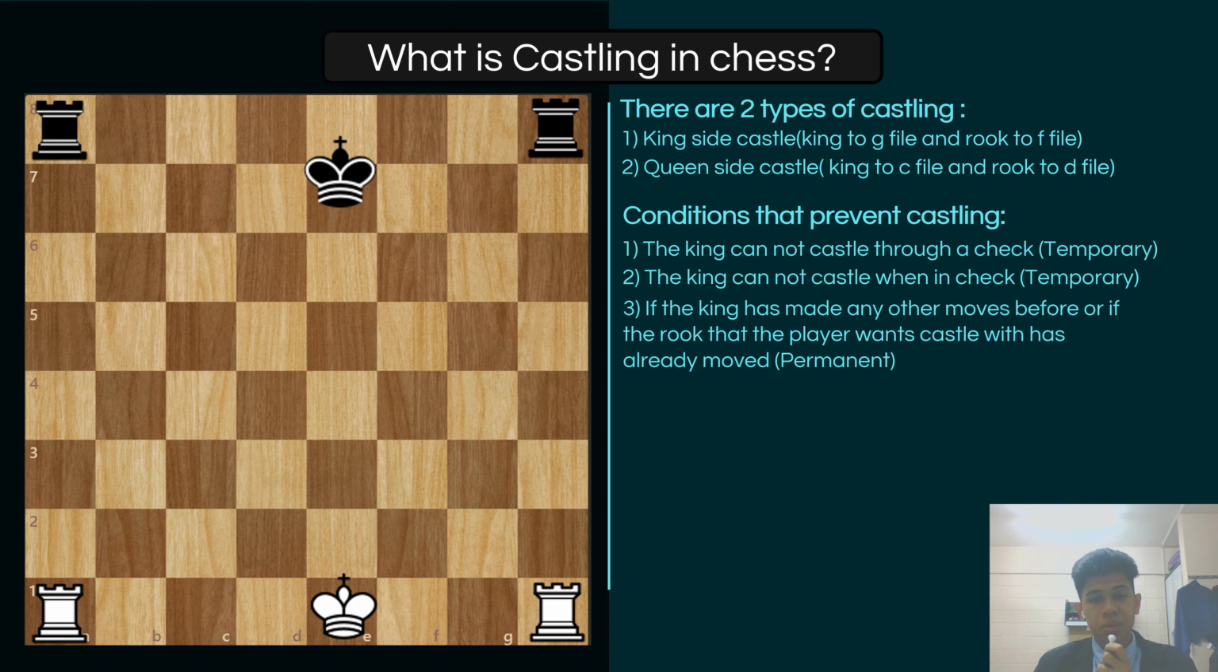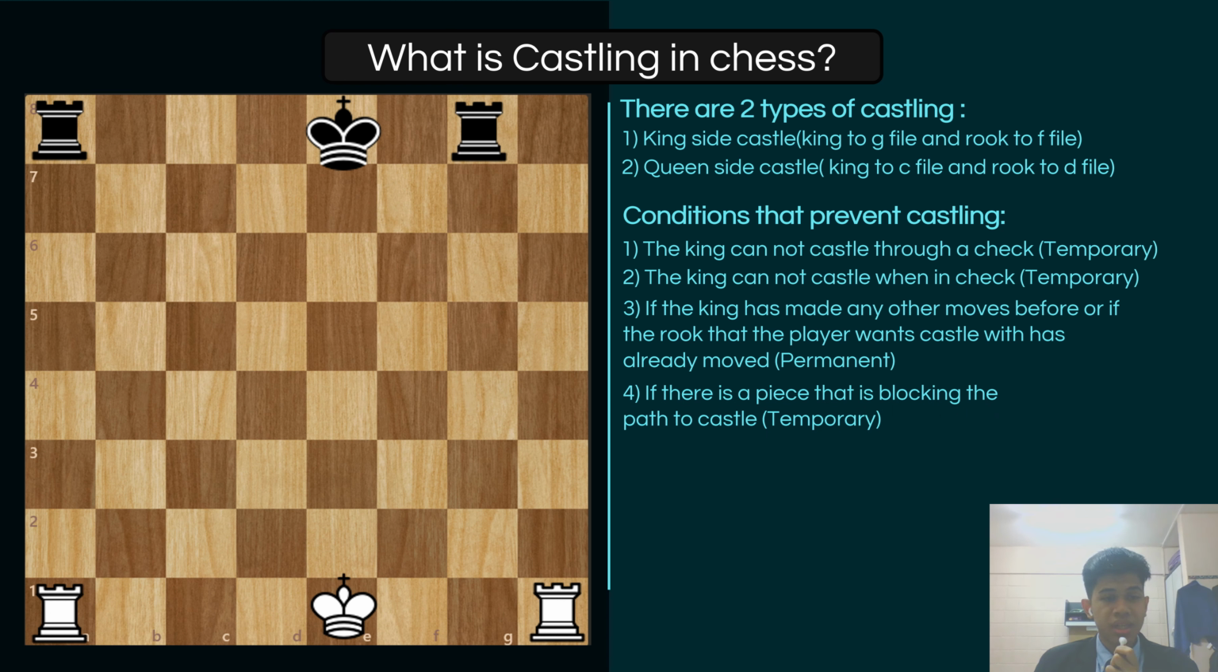Next is when the king has made a move. So for example, the black king moves to e7, and now the king has lost the right to castle for the entire game. And another example is when the rook moves. So the rook on the king side moves to the g8 square, and now the king cannot castle on the king side, but the king can castle on the queen side because the rook on the queen side has not moved.